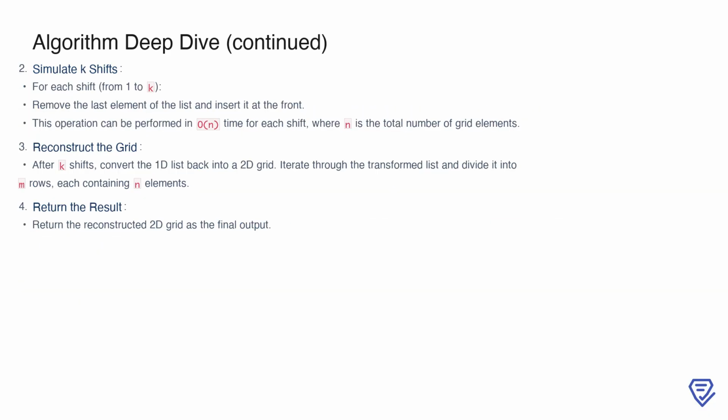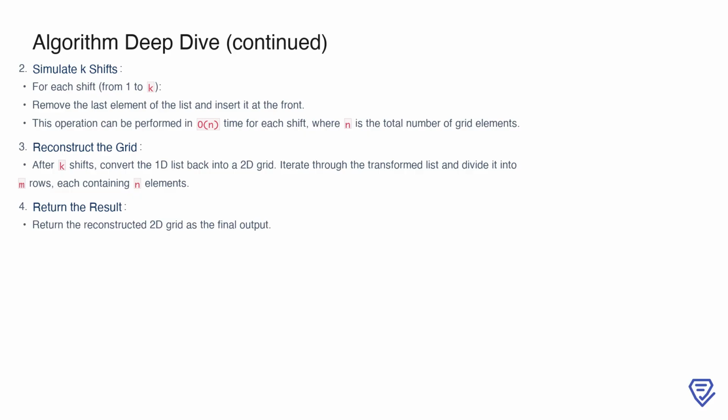Once the grid is flattened, the next step is to simulate the k rightward shifts. For each shift, the last element of the list is removed and inserted at the front. This operation ensures the elements move as required, but it takes O(n) time for each shift, where n is the total number of elements in the grid. Performing this process k times can therefore be costly for large grids or high values of k. After completing the shifts, the final step is to reconstruct the grid. This involves converting the 1D list back into its original 2D form.